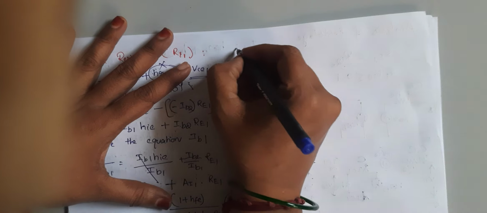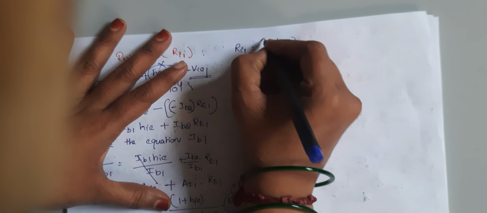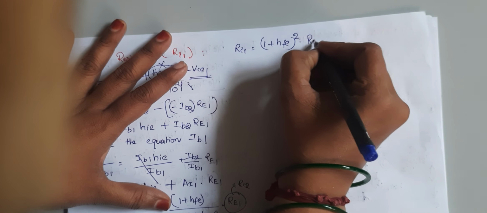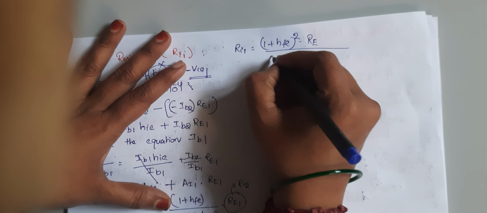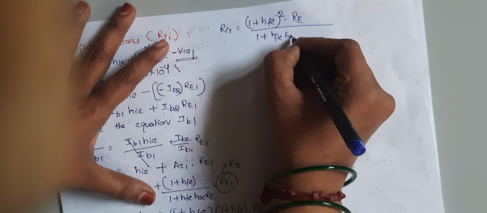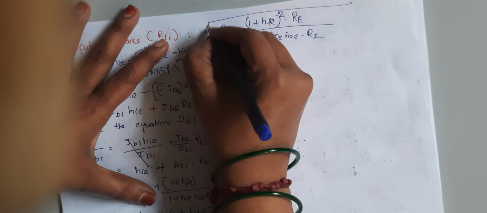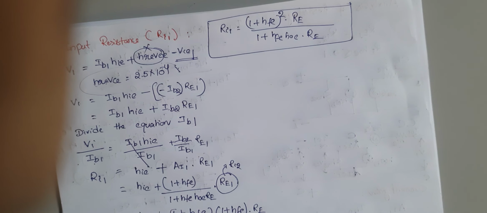So finally RI1 is equal to 1 plus HFE whole square into RE by 1 plus HFE HOE into RE. So this is RI1, that is the input resistance of the first stage. Okay, RI1, input resistance of the first stage.